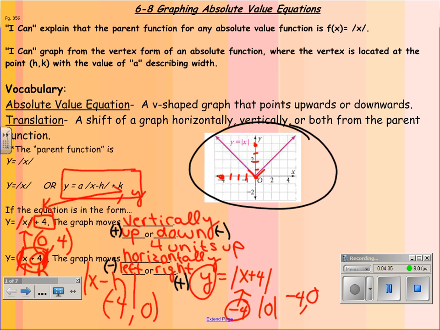The parent function is, notice the direction that is facing upwards. So within our equation, here's the parent function. You may not have seen that on here as well. If you notice outside of the absolute value right here in front, we call that the A term. The A term, there is no number, so that means it's going to be a positive 1. Because we have a positive 1, just like with quadratics, it's going to be facing upward.